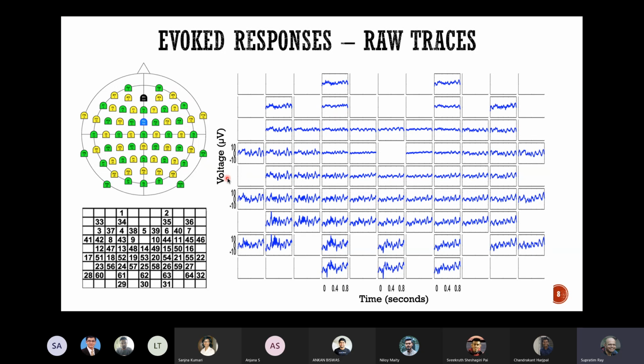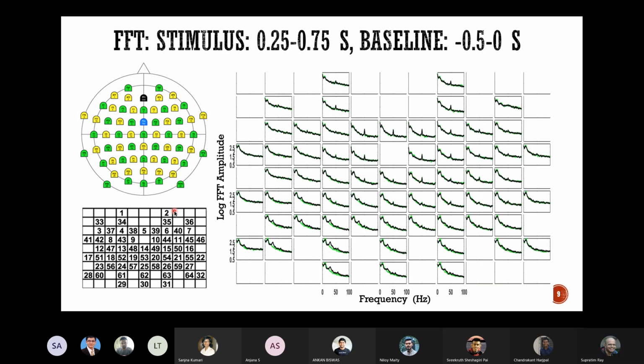So now you can ask, okay, I want to look at the gamma response. So let me look at the gamma response. I'll take the Fourier transform of all the 64 channels during the stimulus period and the baseline period. And then this is how it looks. Okay, so FFT, the stimulus duration is now 500 milliseconds. Baseline is also 500 milliseconds before the stimulus onset. And this is in green, this is in black.